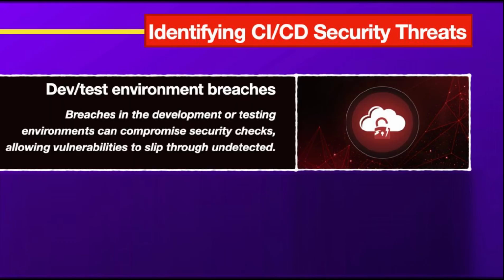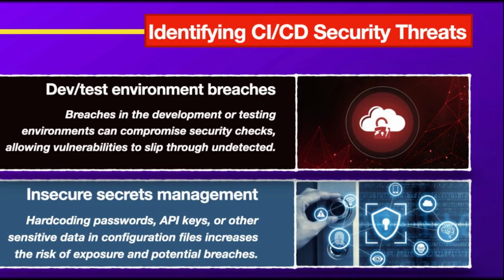Dev/test environment breaches. Breaches in the development or testing environments can compromise security checks, allowing vulnerabilities to slip through undetected. Insecure secrets management. Hardcoding passwords, API keys, or other sensitive data in configuration files increases the risk of exposure and potential breaches. To combat these risks, organizations need to understand the specific security threats their pipelines face and implement effective countermeasures at all stages.